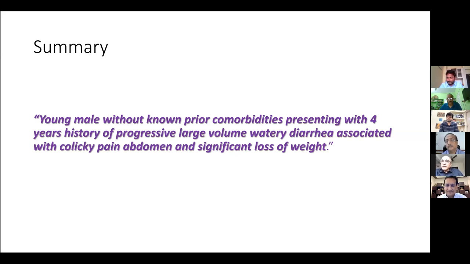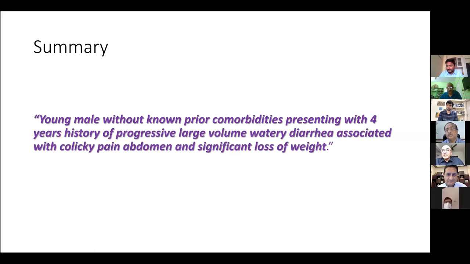The one thing which is very curious is why tinidazole and cotrimoxazole were given for 3 months. And was he investigated prior to that? I think Dr. Varghese has asked that. That could be a significant clue to the etiology of his problems.